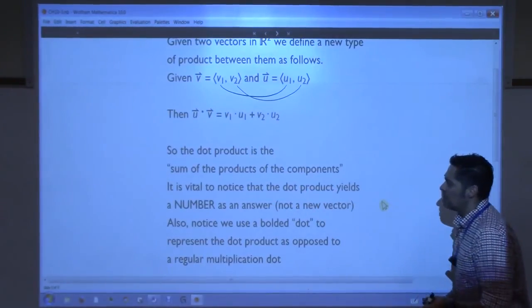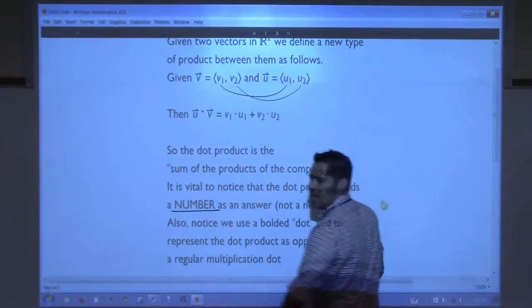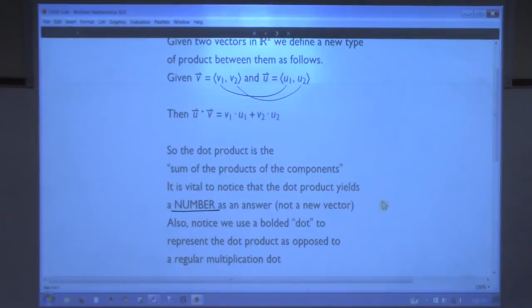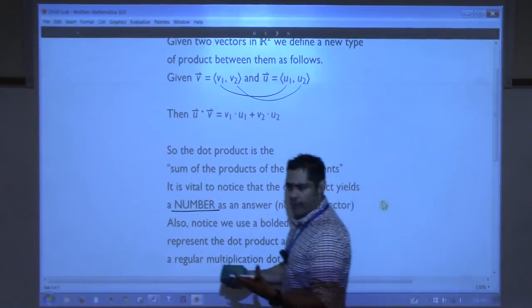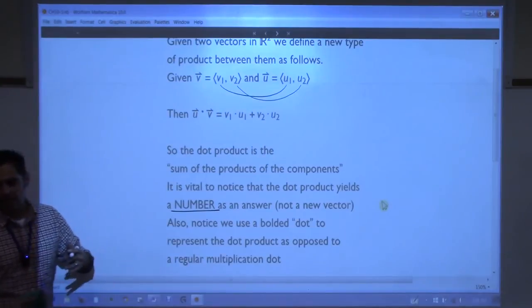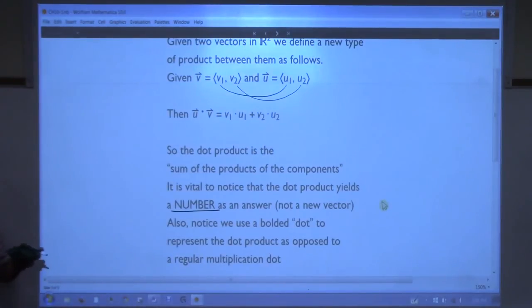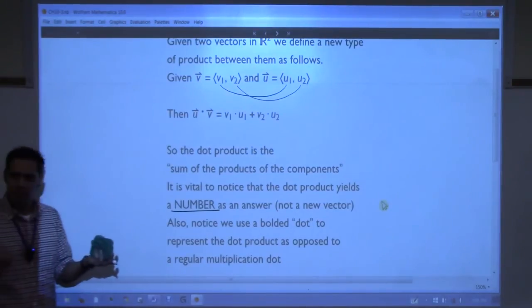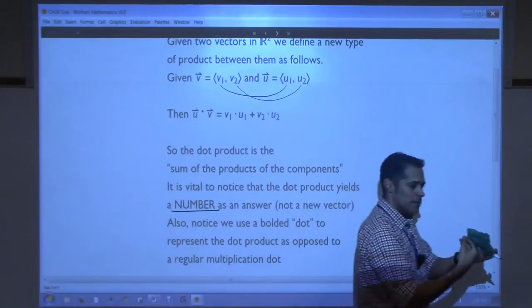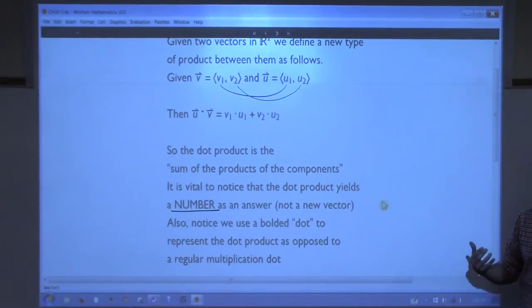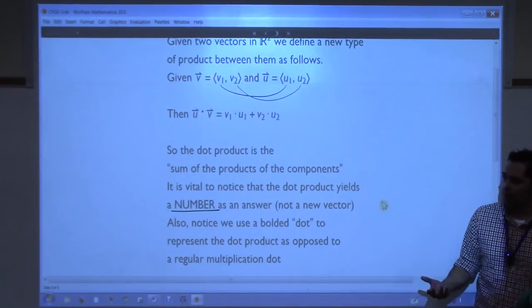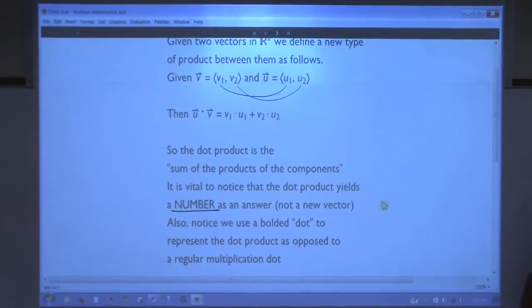It's vital to notice a dot product yields a number as the answer, not a new vector. This is strange because anytime we've had multiplication in the past, it's never behaved this way, right? If I take the number 4 times 5, what was your answer? 20. A number, right? Two numbers, you put them together, you get a number. Even if you take two functions and multiply them together, you always got a function, right? Now we're taking two vectors, we're multiplying them together, and we're getting a number, something that isn't even a vector anymore, right? That's the definition of a dot product. So we'll use this bolded dot to represent dot product instead of the regular multiplication dot.